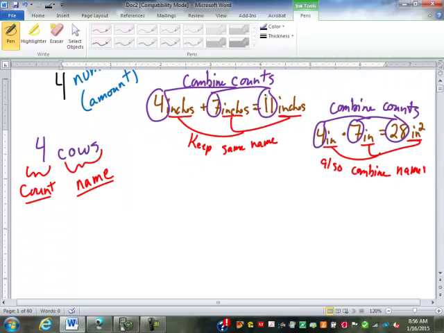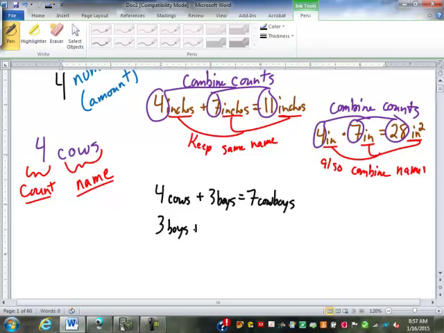First of all, it actually even tells us what we can and can't use in each operation. For example, back to the 4 cows. Let's say I have 4 cows plus 3 boys. Does that give me 7 cowboys? It doesn't work that way, does it? Or if I did it the other way around, 4 boys plus 3 cows, is that 7 boy cows?